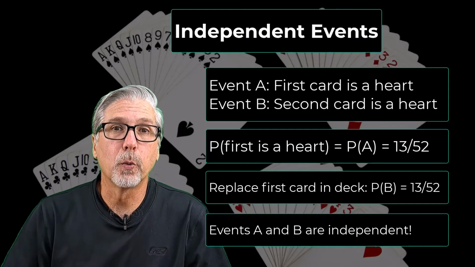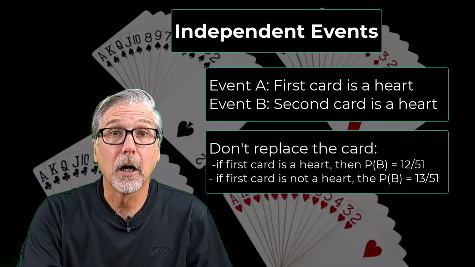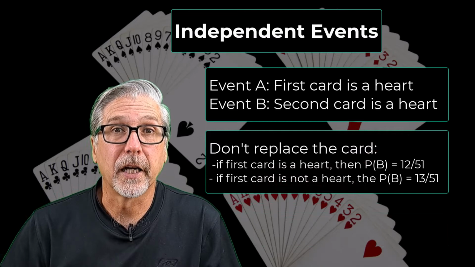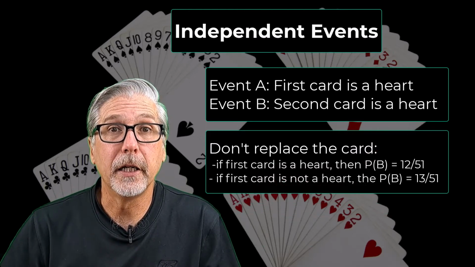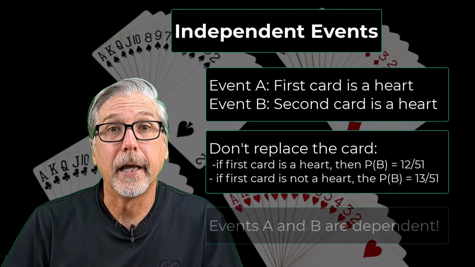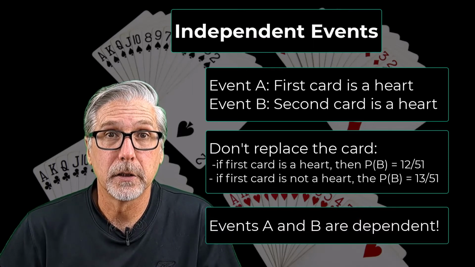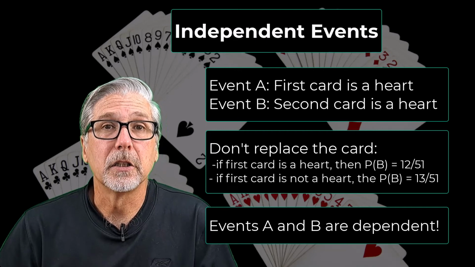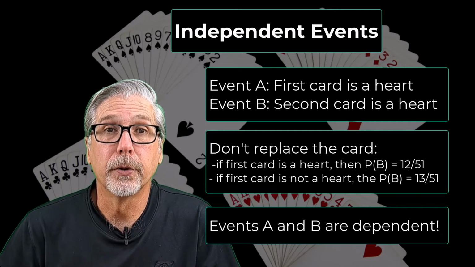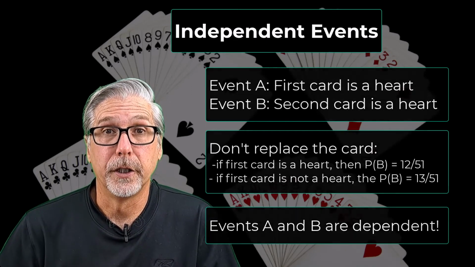Now, what if I don't replace the card? What if I just leave it facing up? The probability that the second card is a heart, the probability of B, depends on whether or not A has occurred. That's the definition of dependent events. This leads us into the conversation of conditional probability, but I'm going to save that for another video.